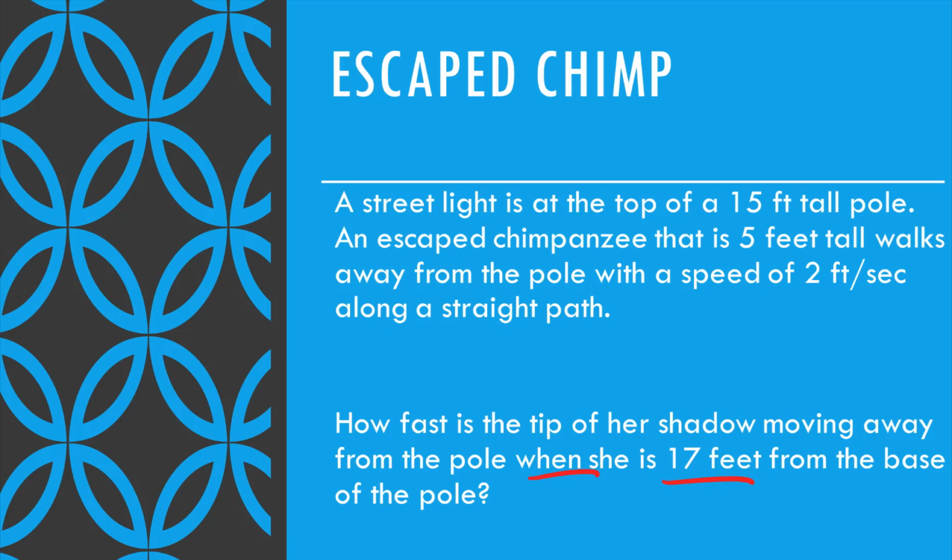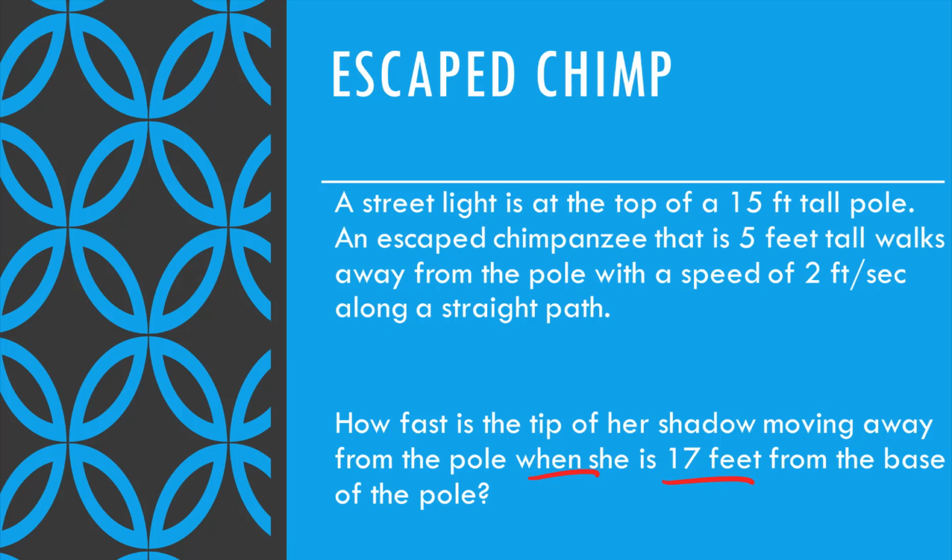Anytime we see per unit time, we're like, hey, that's a derivative, some sort of chain rule we're going to be popping out. And then the question is, how fast is the tip of her shadow moving away from the pole when she is 17 feet away from the base of the pole? I already got the "when" underlined on this one. This is about my 15th take, so I keep making mistakes.